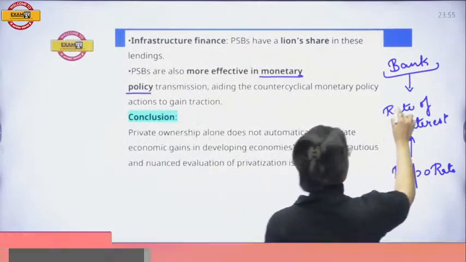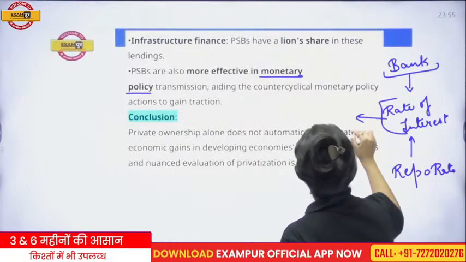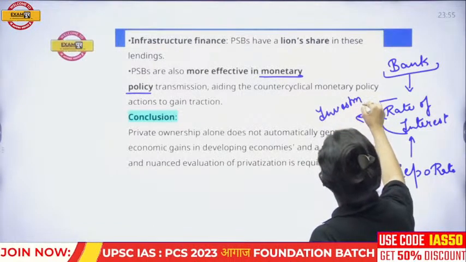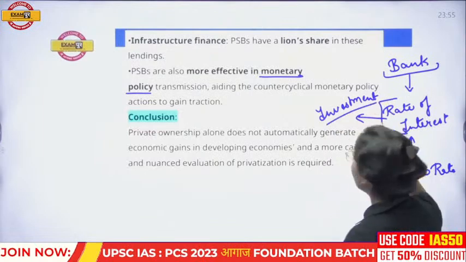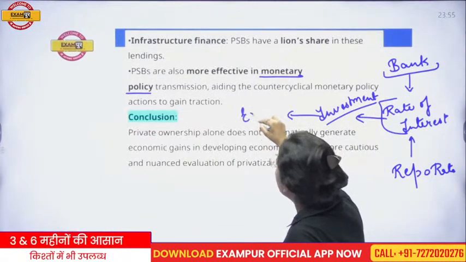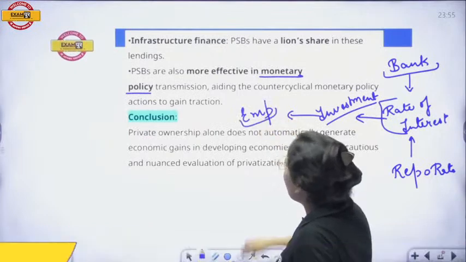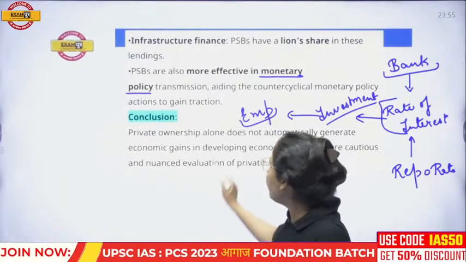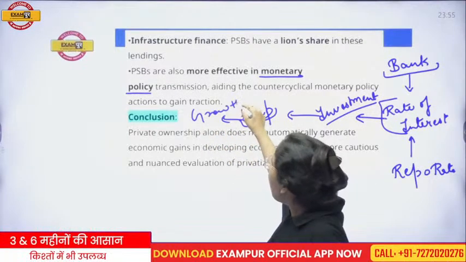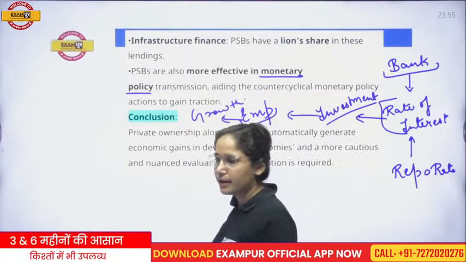And this is going to make fluctuations in investment. If you are making fluctuations in investment, it directly impacts employment, and employment plus growth. So this is how the transmission mechanism works.